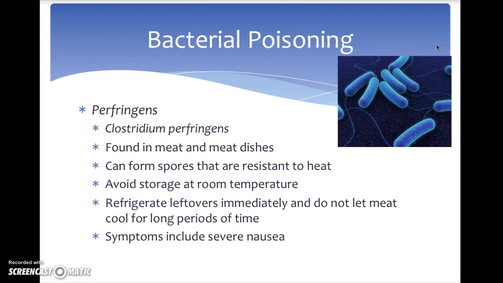Clostridium perfringens. Now, there are going to be two Clostridium bacteria that we're going to talk about. The perfringens is the first one. This one is typically found in meats and meat dishes, and it creates spores. And so you want to make sure that you don't store meat at room temperature at any point in time, and that when you're cooking meats that you cook it to the right temperature.